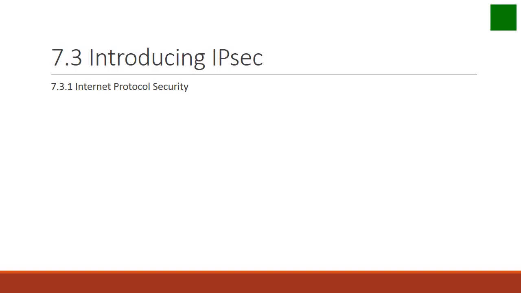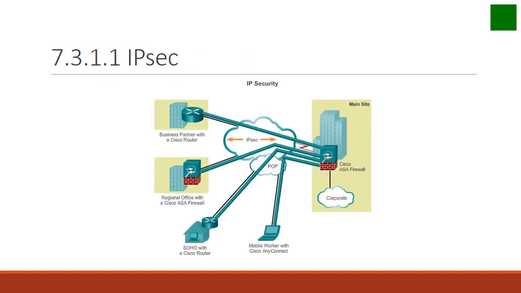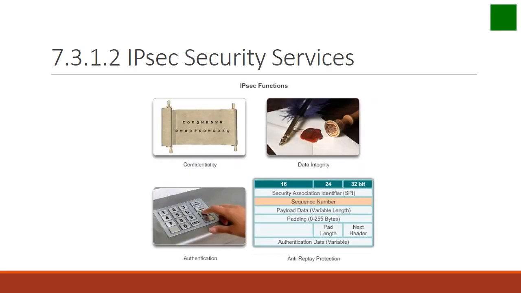Now let's talk about IPsec, or Internet Protocol Security. IPsec can be summarized as follows. It is a framework of open standards that is algorithm independent. It provides data confidentiality, data integrity, and origin authentication. IPsec acts at the network layer, protecting and authenticating IP packets. IPsec security services provide 4 critical functions: confidentiality, data integrity, authentication, and anti-replay protection.